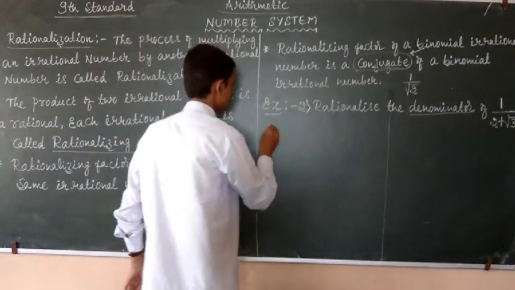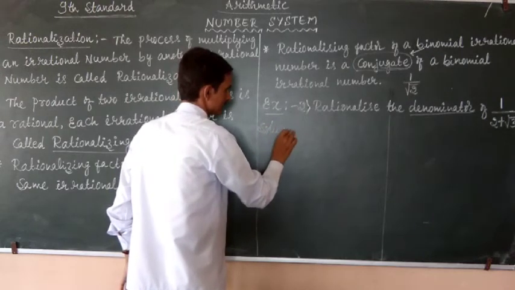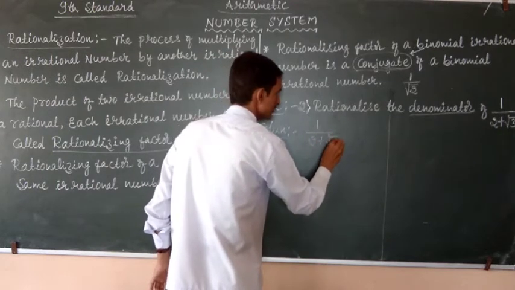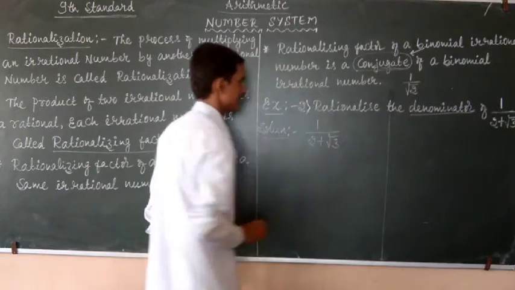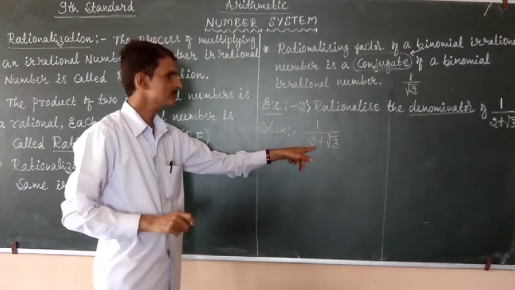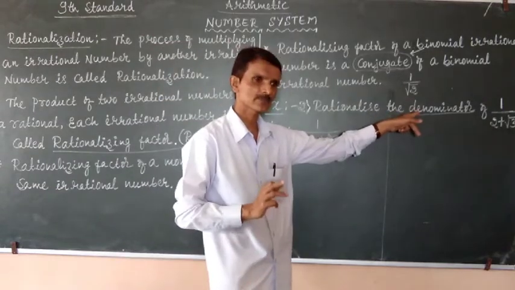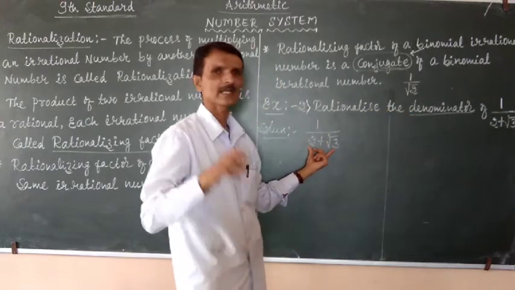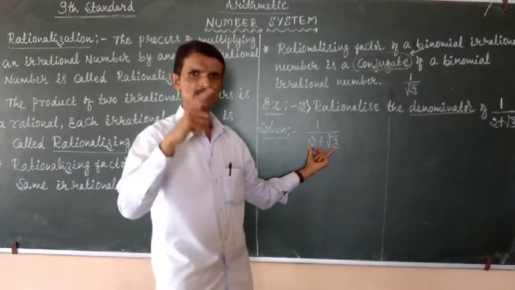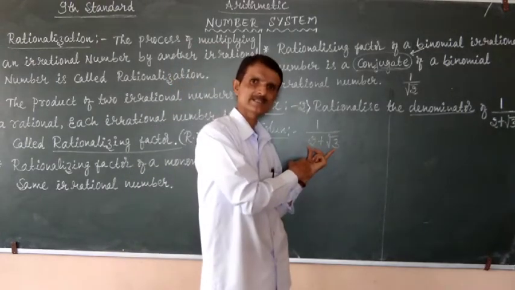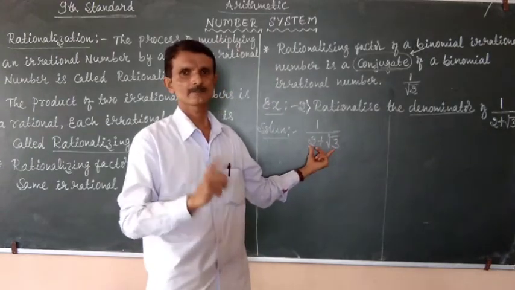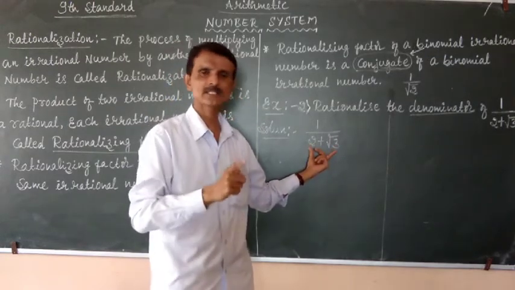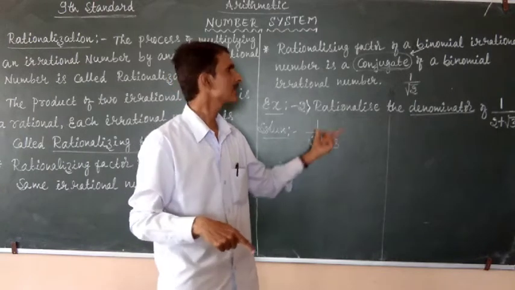So now we will write the problem. The problem is 1 by 2 plus root 3. Here we have to rationalize the denominator. Observe the problem. We have to rationalize the denominator only. Therefore, we have to write the rationalizing factor or the conjugate of the denominator only. For monomial irrational numbers, it is called a rationalizing factor, whereas in case of binomial irrational numbers, it is called a conjugate.